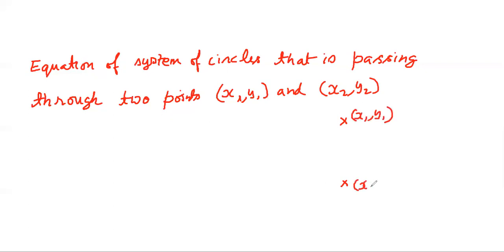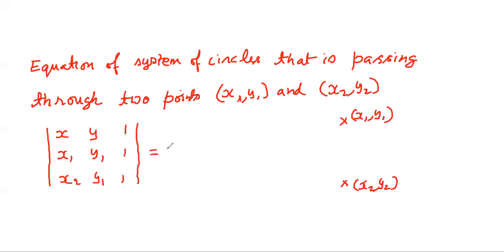We can also always know the equation of the line that is passing through these two points (x1, y1) and (x2, y2). We say the equation of the line will be, in matrix form, the determinant with rows x y 1, x1 y1 1, x2 y2 1, equal to 0. This is the equation of the line.